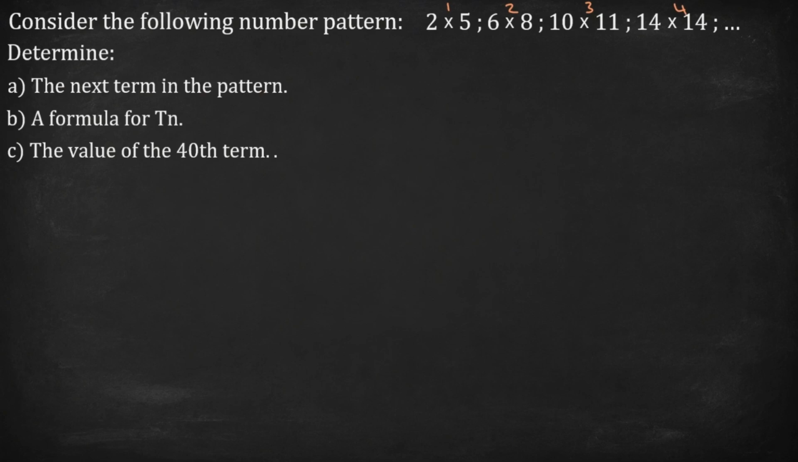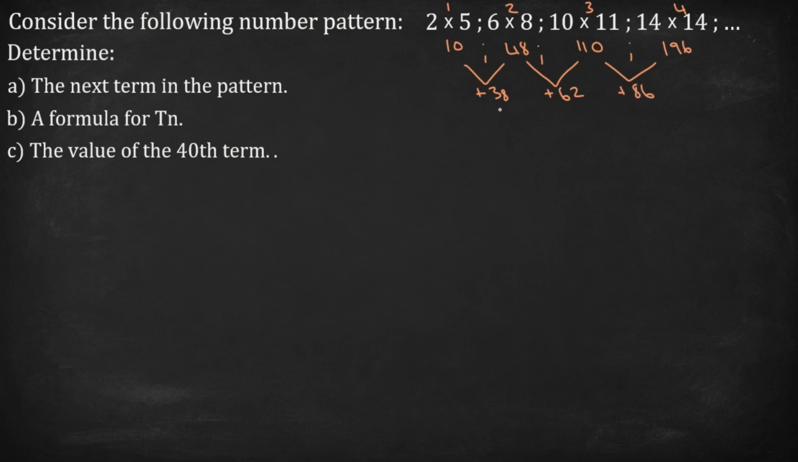Now normally you would think, let's work out a value for each of these terms. So let's do that. 2 times 5 is 10, and then 6 times 8 is 48, 10 times 11 is 110, and 14 times 14 is 196. Okay, now that we have values, let's see what the differences between these terms are. So between 10 and 48, the difference is 38. Between these two terms, the difference is 62, and between these two terms, the difference is 86.